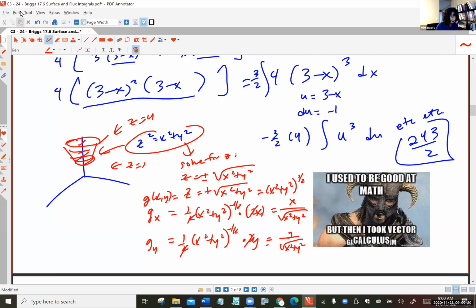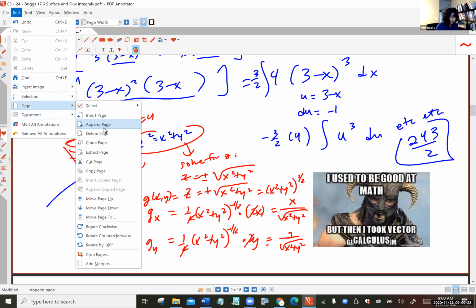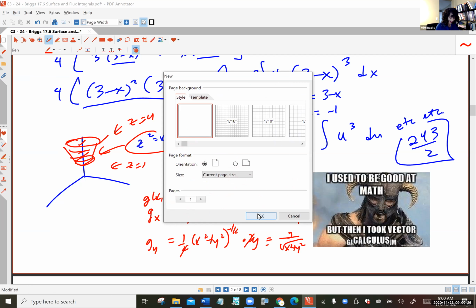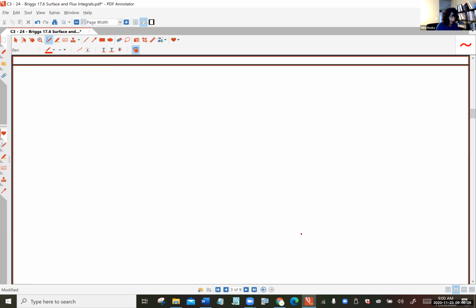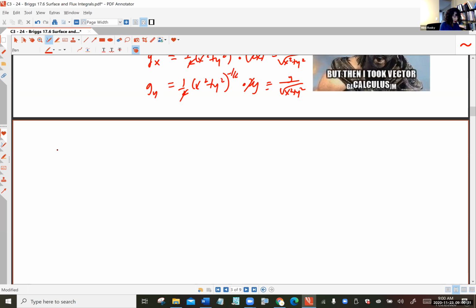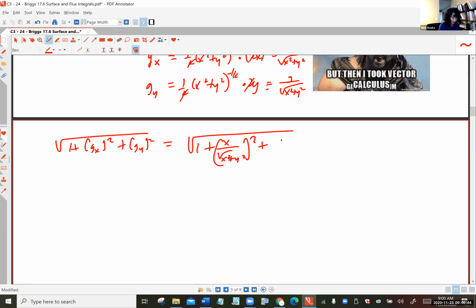Well, I need another page. Okay, so we're continuing here. What is this radical going to look like? Let's clean this up because that's going to be kind of gross. So using what I have there, I got 1 plus x over the square root of x squared plus y squared, squared, plus y over the square root of x squared plus y squared, squared. And this looks pretty horrible. It's like, oh no, you're kidding me. This is going to be a nightmare. Are we going to ever be able to actually integrate this double integral once we get everything going?